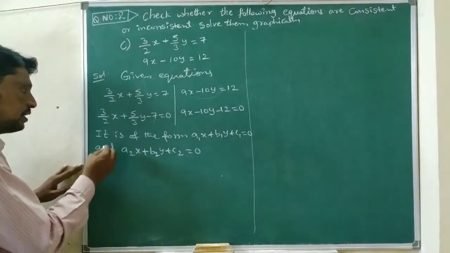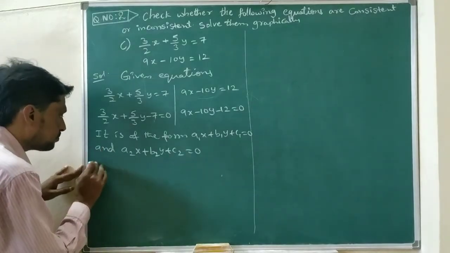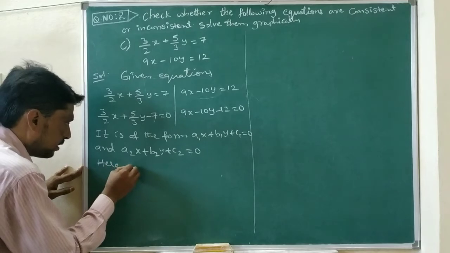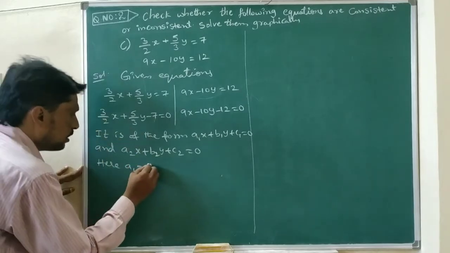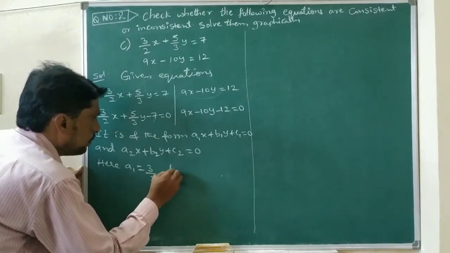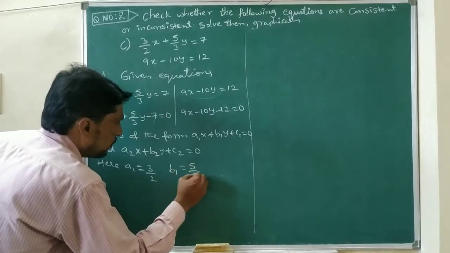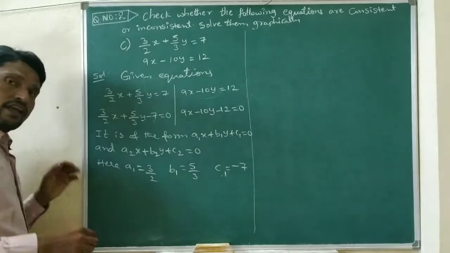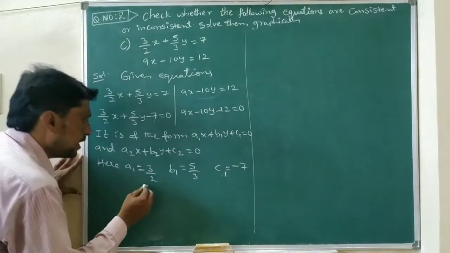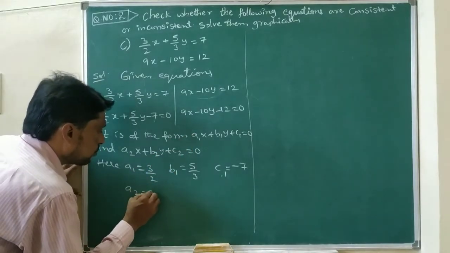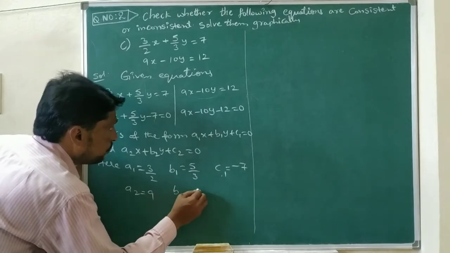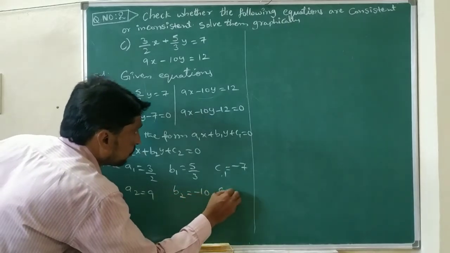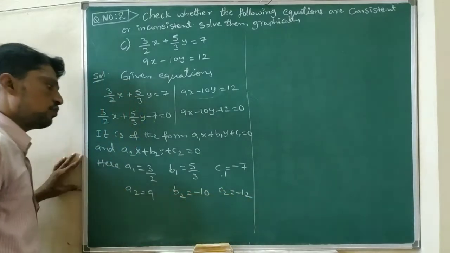Now we can write it here. What is a1? Here a1 equals 3 by 2, b1 equals 5 by 3, c1 equals minus 7. With sign we need to write. Next a2 equals 9, b2 equals minus 10, c2 equals minus 12.